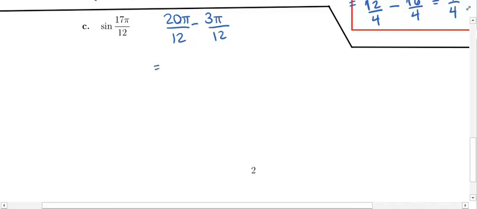Let's figure this out. 20 pi over 12, what will that reduce to? 2 goes into 20 10 times. Actually, I can go smaller. 4 goes into both of these numbers. 4 goes into 20 5 times, and 4 goes into 12 3 times. So that's going to be 5 pi over 3 minus, and then 3 pi over 12 reduces to be pi over 4. So 5 pi over 3 is the same thing as 20 pi over 12, and I subtract pi over 4, which is the same thing as 3 pi over 12. When I do the subtraction, I'll keep the same denominator, which is 12. Subtract across the top, 20 pi minus 3 pi, that's 17 pi. So this is how I can compute 17 pi over 12.